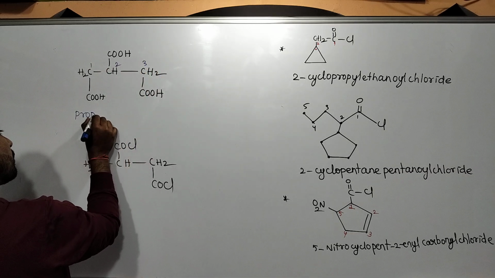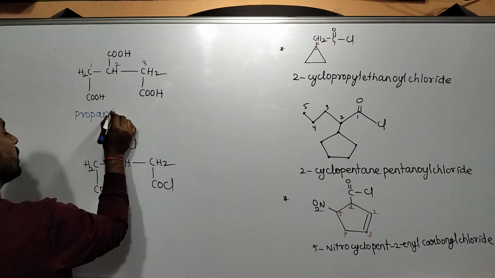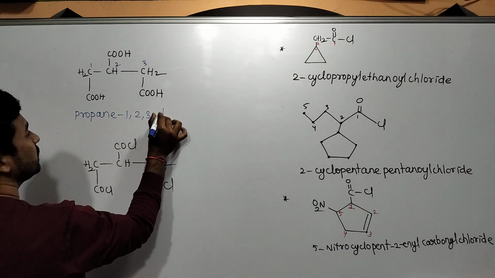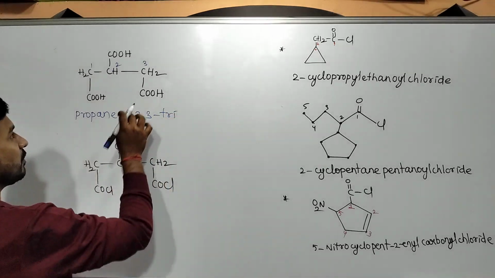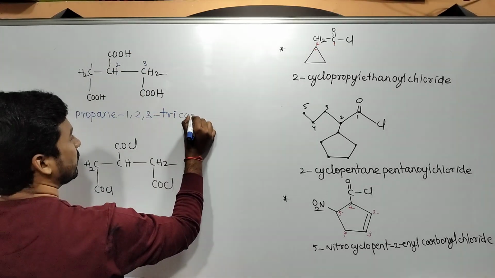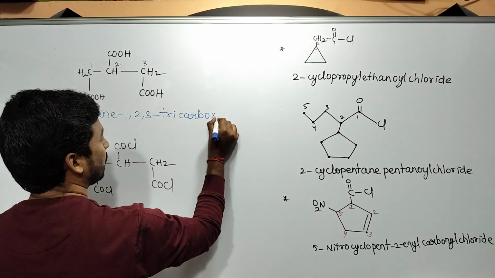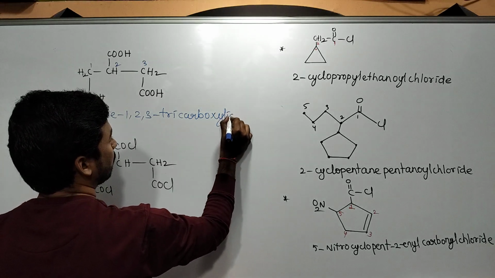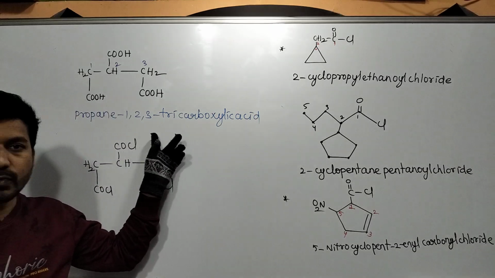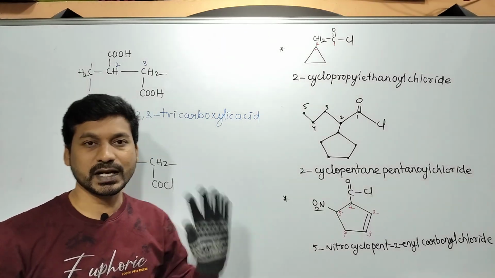Prop plus ane, propane. First carbon, second carbon, third carbon, 3 times. Whenever these carbons are not counted in the parent chain, use the secondary suffix carboxylic acid: tricarboxylic acid. Propane-1,2,3-tricarboxylic acid.